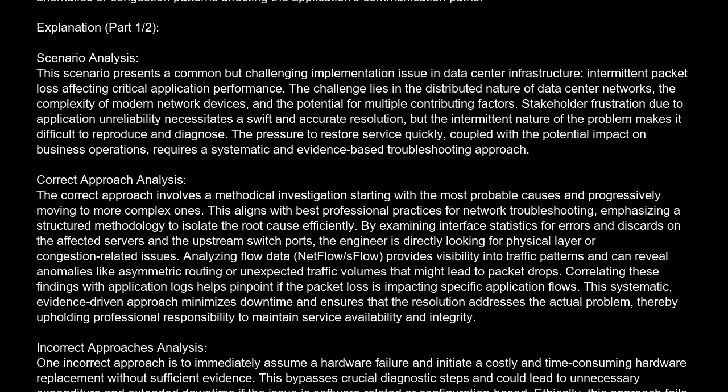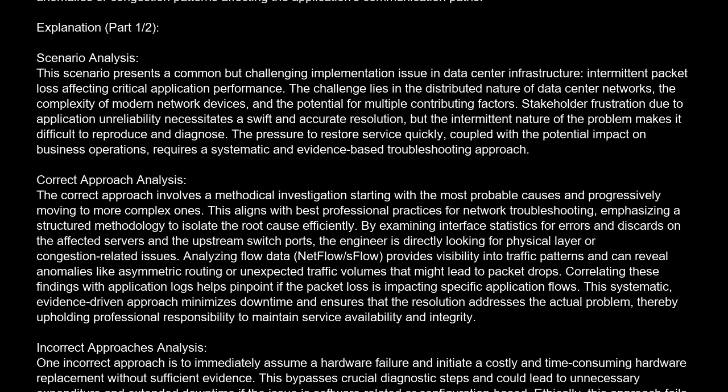The pressure to restore service quickly, coupled with the potential impact on business operations, requires a systematic and evidence-based troubleshooting approach. Correct approach analysis. The correct approach involves a methodical investigation starting with the most probable causes and progressively moving to more complex ones. This aligns with best professional practices for network troubleshooting, emphasizing a structured methodology to isolate the root cause efficiently.